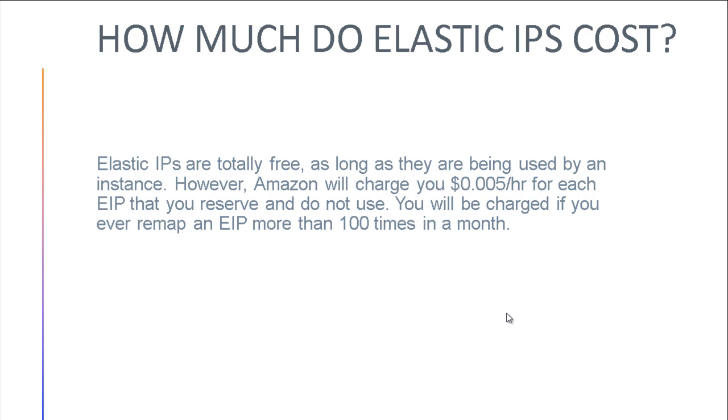By default, one single public IP address, an Elastic IP address, is totally free when you are using it. If you are not using it, and you just take the Elastic IP address and keep it in your AWS account without use, you will be charged. It is charged on a per-hour basis, at $0.005 per hour.